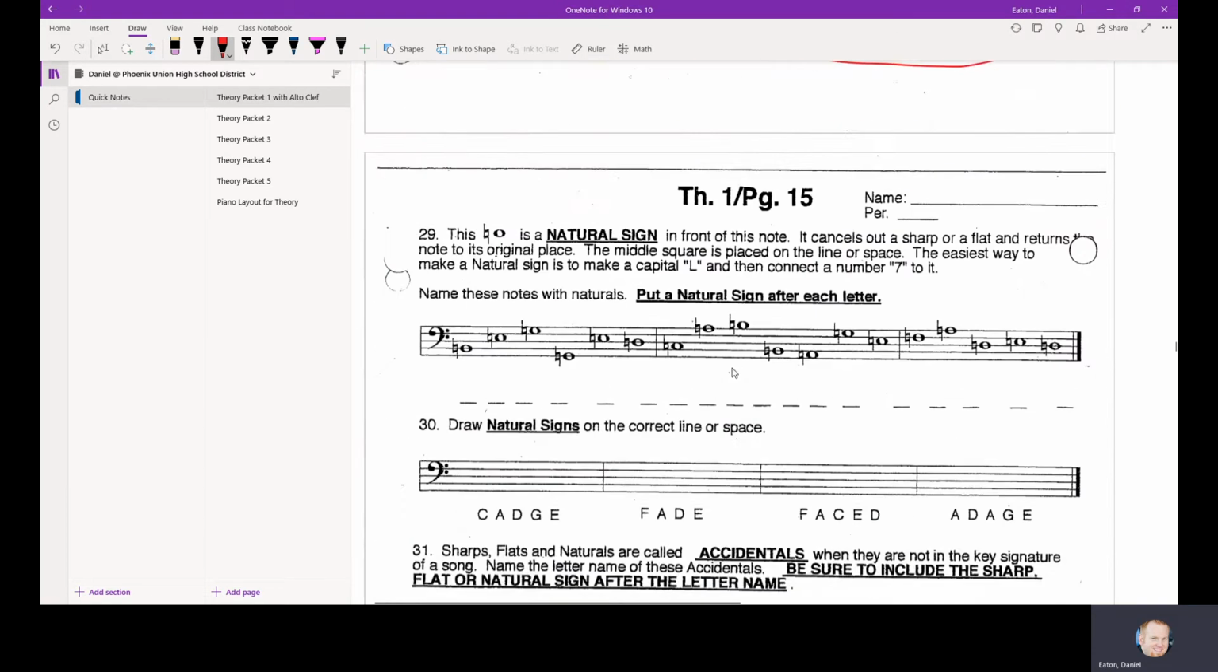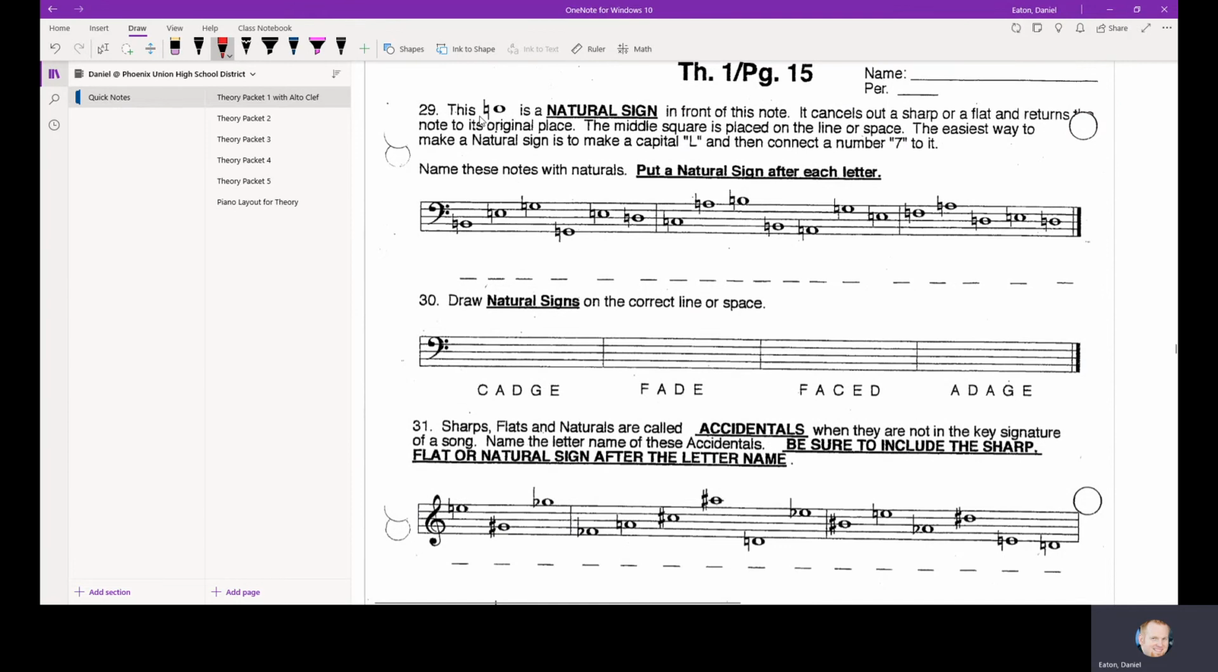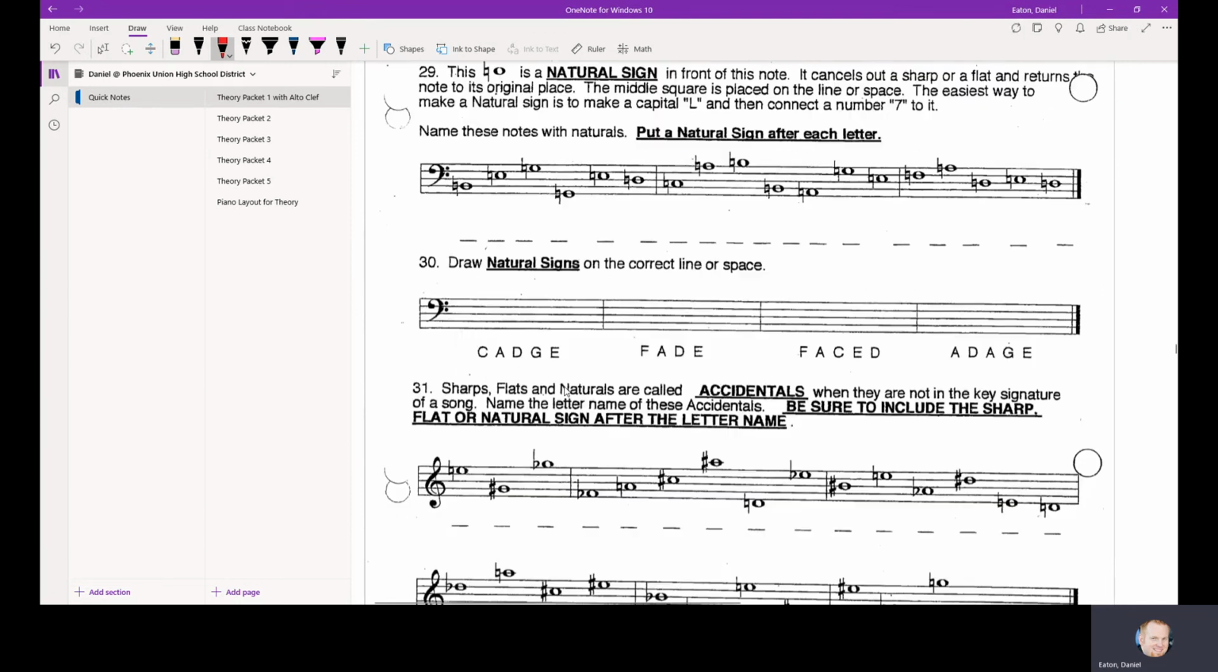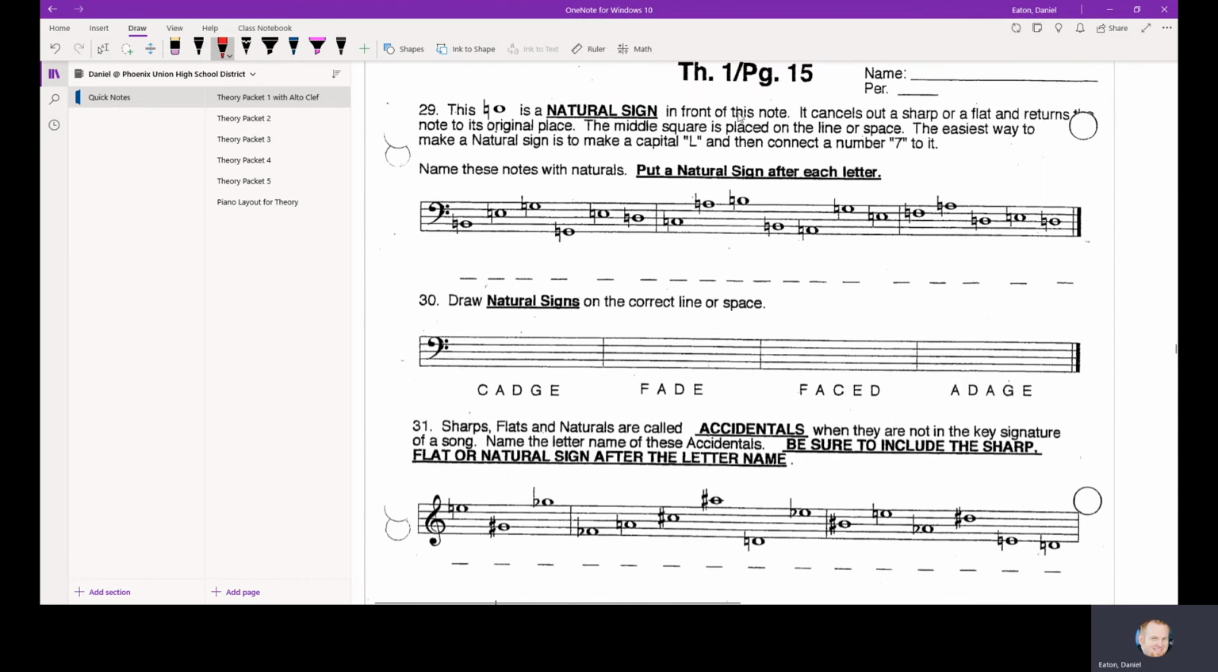Okay? All right. So this is a review for natural signs. It's doing it in multiple clefs now. So natural signs, just reminding you, it's in the front of the note, cancels out a sharp or a flat, returns it to the original place. Little square is placed on the line or the space. Easiest way to draw it is making an L, and then it's 7 next to it. Okay? Name these notes with naturals, put a natural sign after each letter.